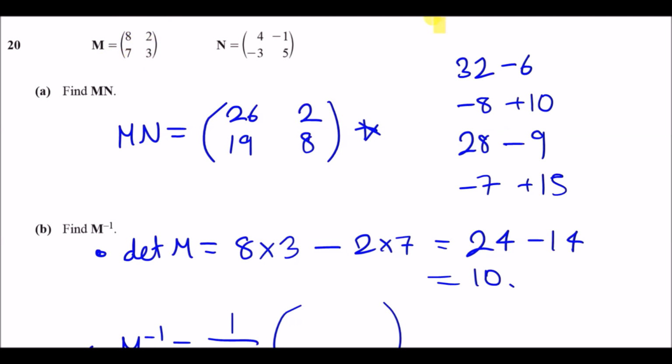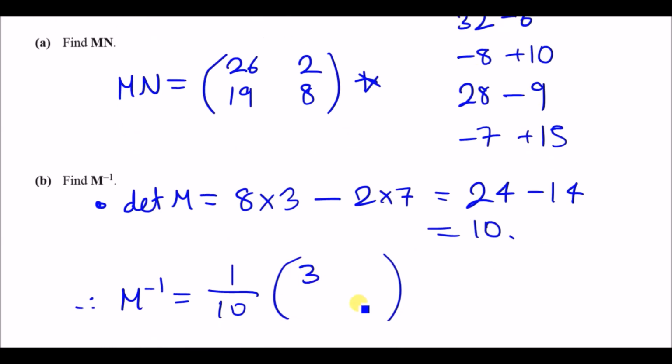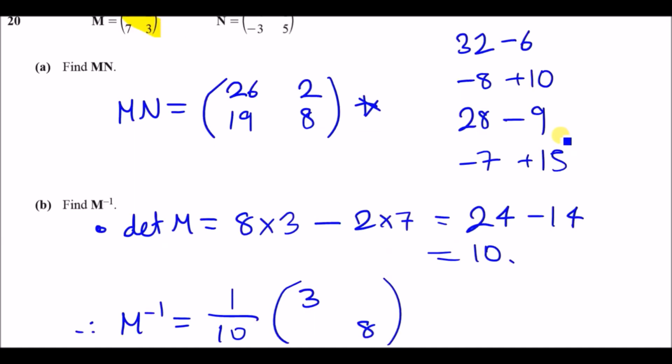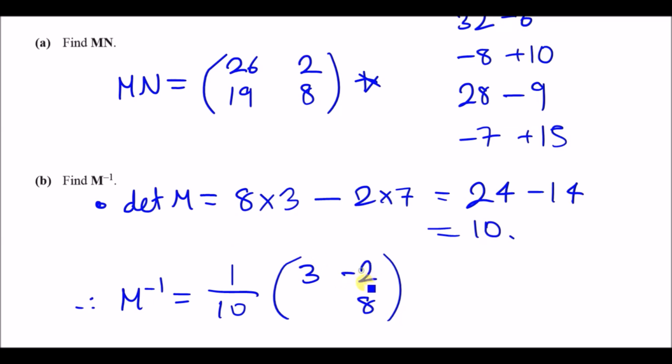So for instance, we highlight 8 and 3, and we're going to swap their position. So it'll be 3 and 8. And for the other two numbers, like 2 and 7, we just stick a negative sign. So it'll be a minus 2 and minus 7. And that's it, guys. That's literally how you find the product and the inverse.